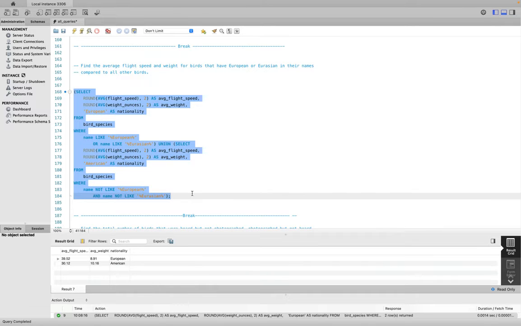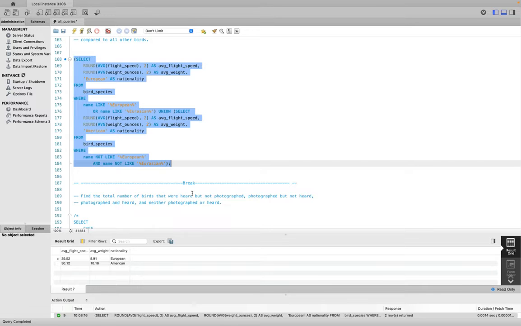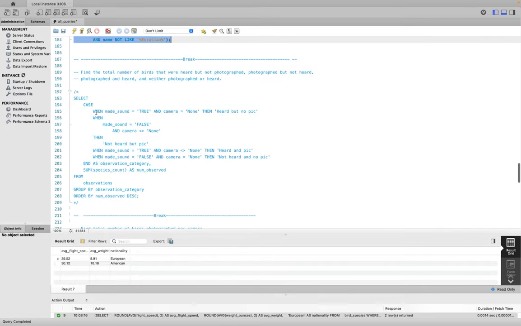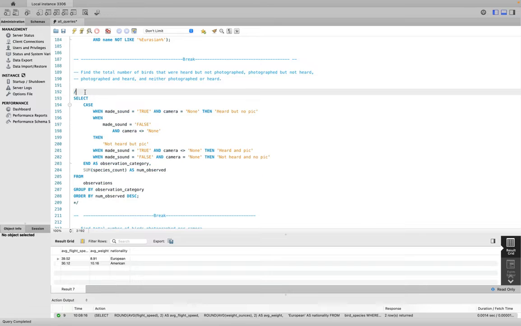Let's see, and we get the average flight speed for the European is 39.52, and we're going to assume miles per hour. The average weight in ounces is 8.91. The American is 30.12 average flight speed in miles per hour and 10.16 ounces. So American birds, for sake of argument, say that they're heavier, but a little slower than their European counterparts, or European birds, I should say, in general. And of course, there's going to be, in this data set, more American birds and fewer European birds.